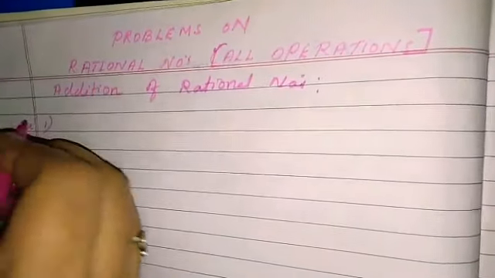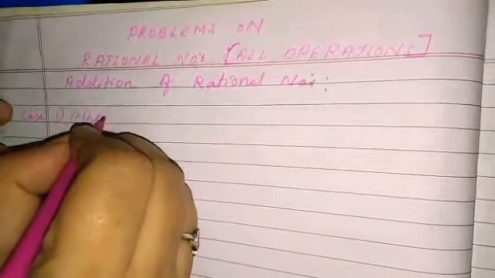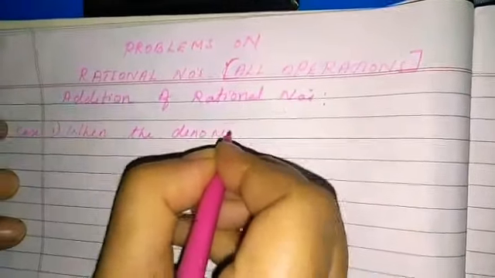So here we have two cases. Case number one is when the denominators are equal. Now this is your first case. When the denominators are equal.